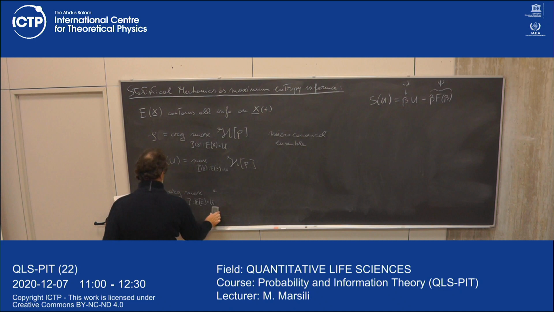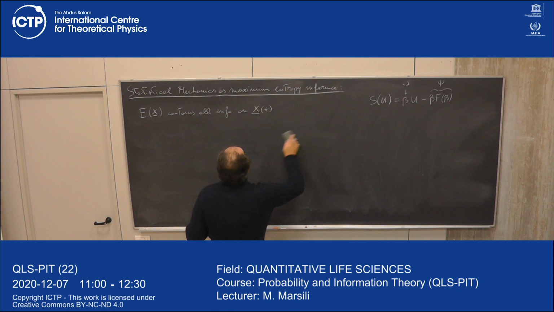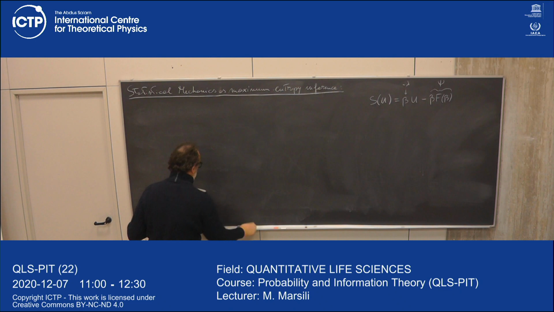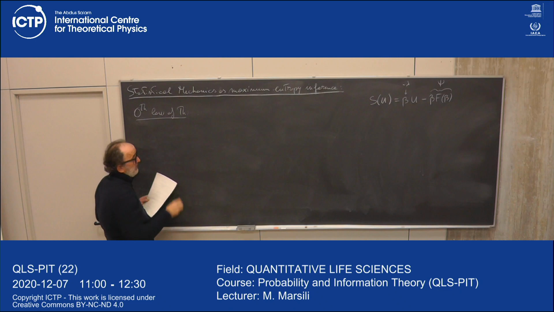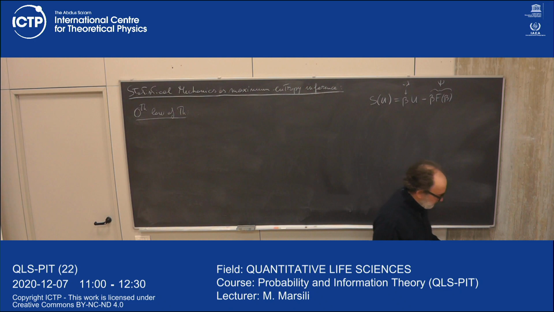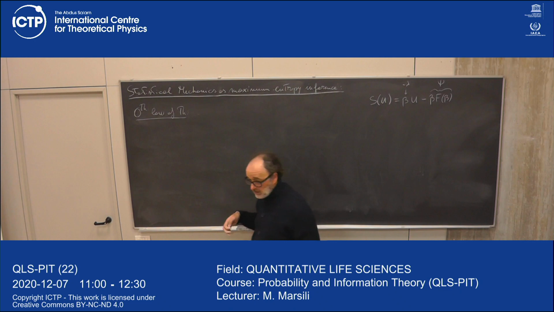And this is just restating what I already said in the previous lecture, but in the language of statistical physics, or in the language of thermodynamics. So for example, the zeroth law of thermodynamics tells you that if you have two systems that are in thermal contact, then they will have the same temperature. Okay, so if two systems are allowed to exchange energy, then their temperature should be the same.